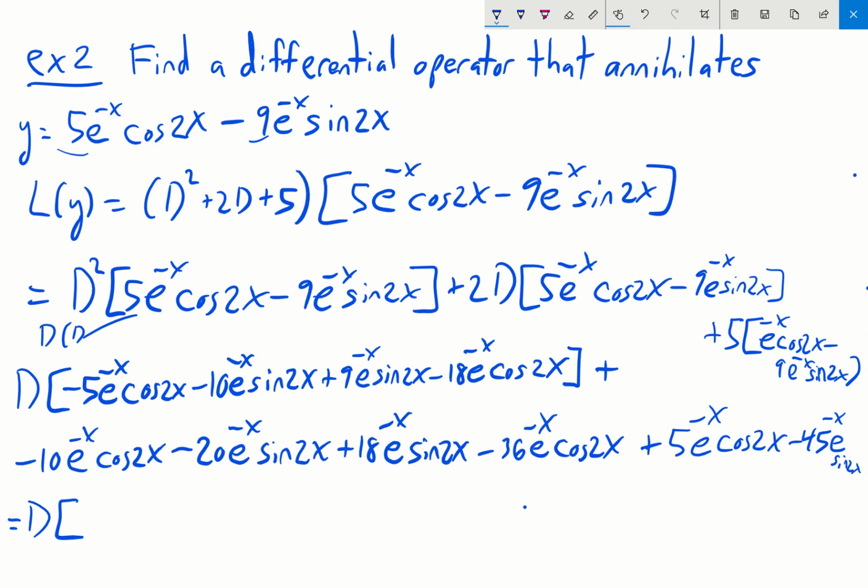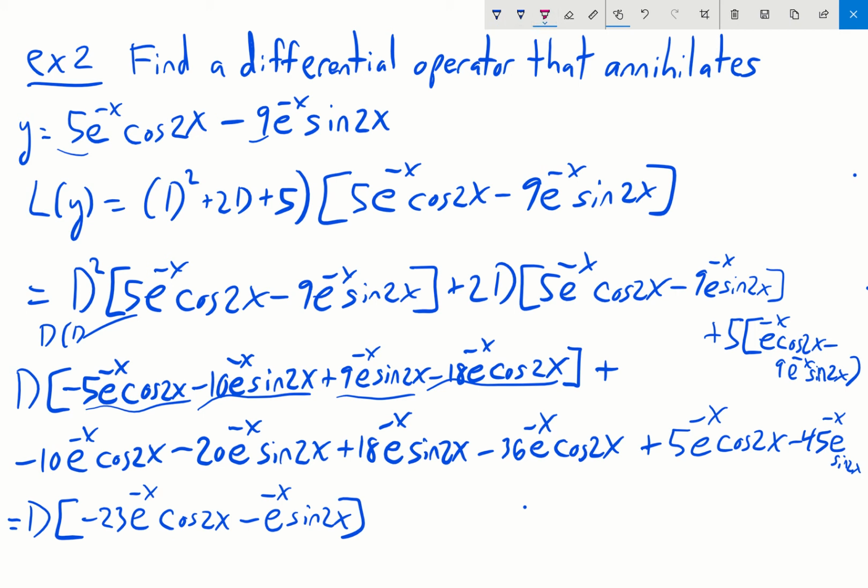We're almost there. If I look inside of this parenthesis here, let's combine our cosine of 2x terms. That should give us a negative 23 e to the negative x cosine of 2x. And if we combine our e to the negative x sine of 2x terms, that should give us a negative e to the negative x sine of 2x. And then let's also see what's outside of the derivative that we can combine.